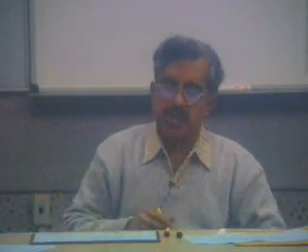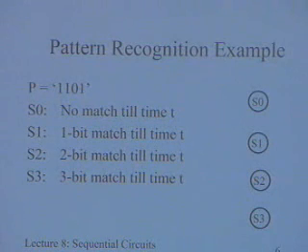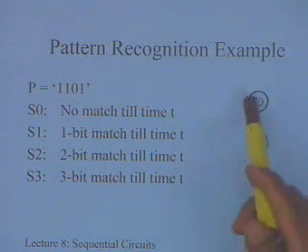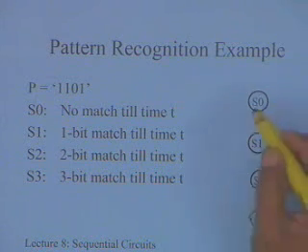So I am looking for this pattern, and I say that I have four states: S0, no match till time t; S1, 1-bit match till time t; S2, 2-bit match till time t; and S3, 3-bit match till time t. I define these four states very similar to the way I defined them before for iterative circuits. Now, once I have this, I can easily convert it into a state diagram. Let me look at the state diagram.